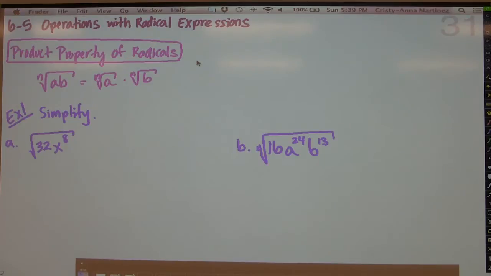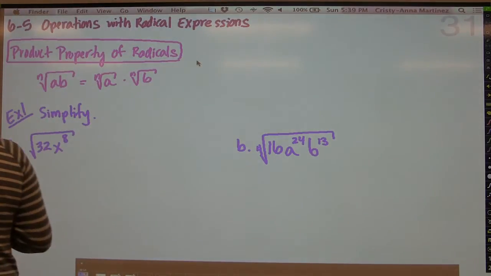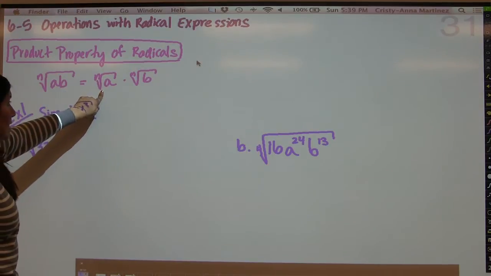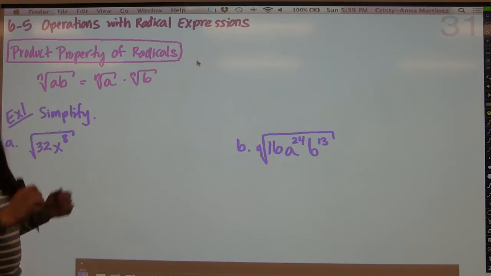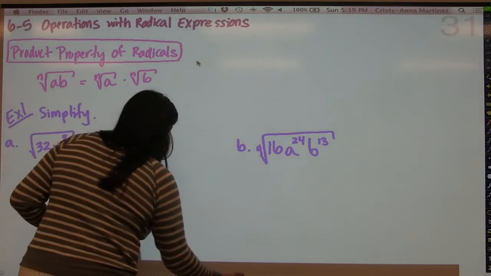So up first we have the product property of radicals, and although I didn't write it explicitly on the board, we have to remember that a and b need to be real numbers, and n needs to be any integer that is greater than 1. But if that's the case, then the nth root of a product, a times b, will be equal to the nth root of a times the nth root of b. So you can separate those. I'm going to show you how that works here in example 1.